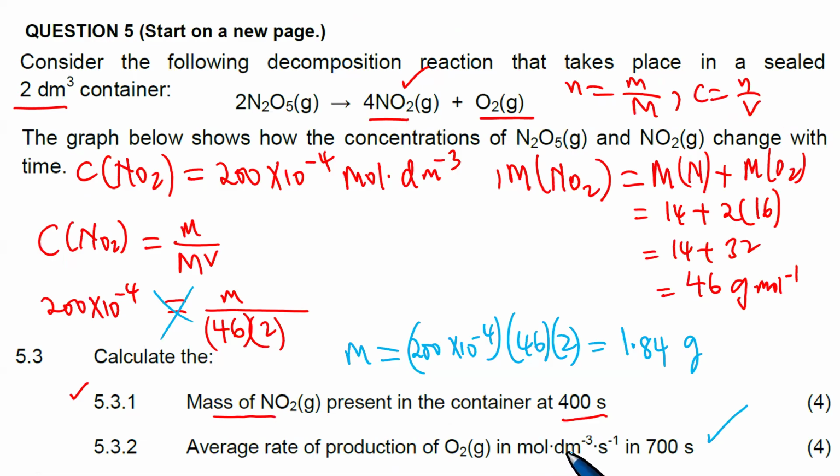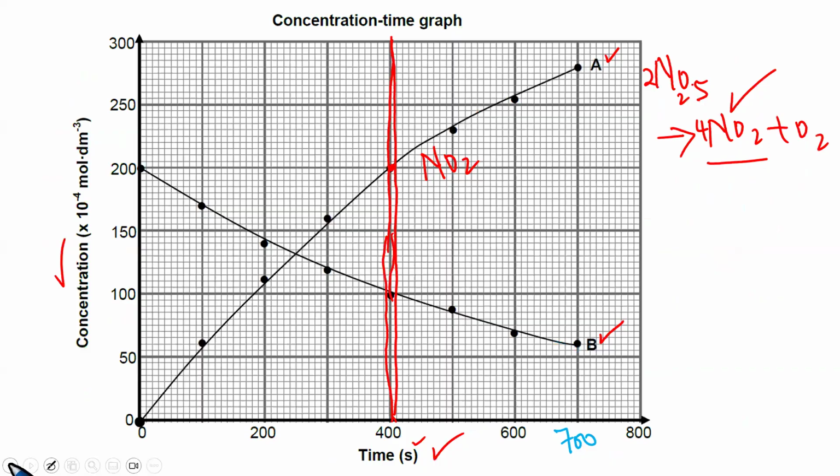I'm mentioning that because they are saying calculate the average rate of production of oxygen gas in moles per cubic decimeter per second in 700 seconds. Remember, we need the average rate of production of oxygen. Which graph will be relevant for the production of oxygen? One of the graphs here shows a decrease in concentration.